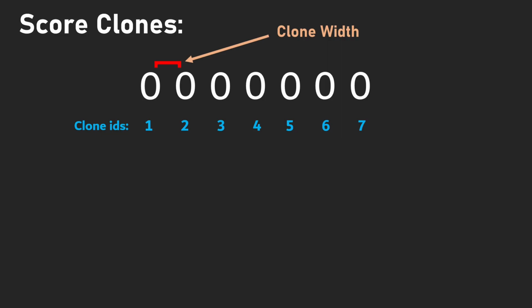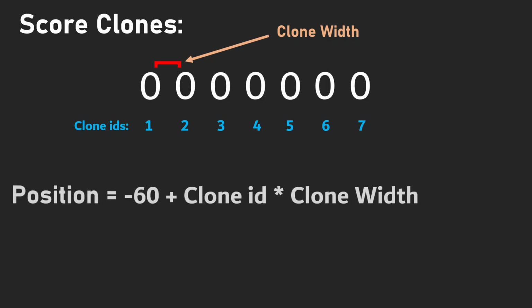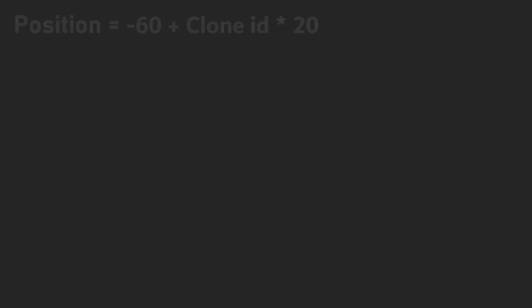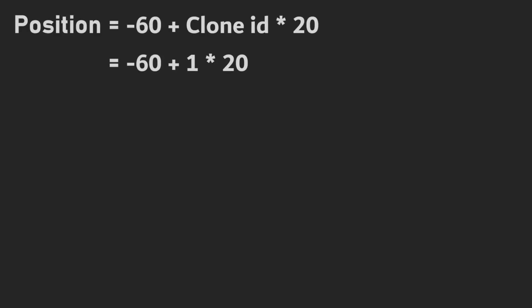This way, we seem to get that the clone's x position will be -60 plus clone ID multiplied by the clone width. A clone width of 20 works out pretty well. So taking this into consideration, it seems like we get -60 plus clone ID times 20. But this would be an ordering mistake. If we did code this way, then the clone with clone ID 1 will go to a position of -60 plus 1 multiplied by 20, which equates to -40. This is not what we want.